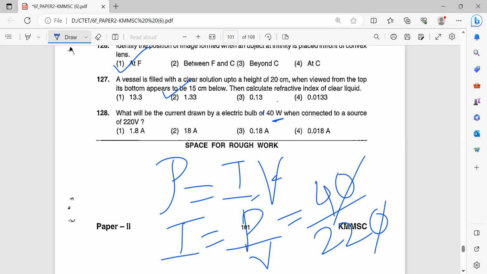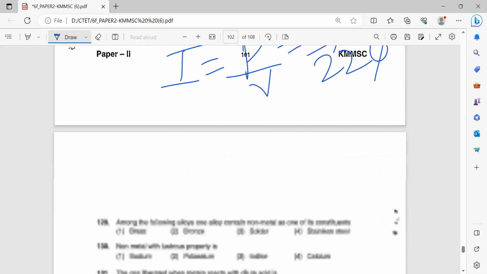So when you divide it and do the calculation, you will get around 0.18 ampere. 4 by 22 when you do, you will get around 0.18 ampere. Yes, 0.18 ampere. Option 3 is the right answer. Next question. P is equal to I into V.